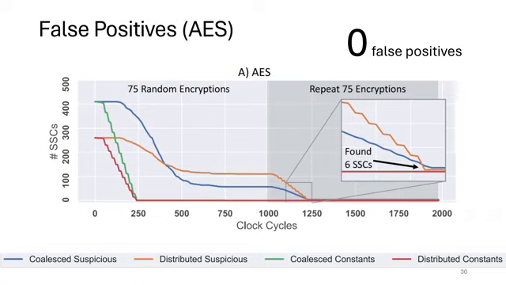So over time, you'll notice that in this graph, the AES test does 75 random encryptions and repeats those exact same 75 random encryptions. Those are 75 random vectors from the linear feedback shift registers that are repeated twice. You'll notice that the amount of constants recognized goes down almost immediately because these are registers that are changing and thus not constant. The number of coalesced and distributed suspicious ones goes down until the 8-bit registers cycle through all 256 of their possible values. Now that they've gone through all their possible values, they're not considered suspicious anymore.